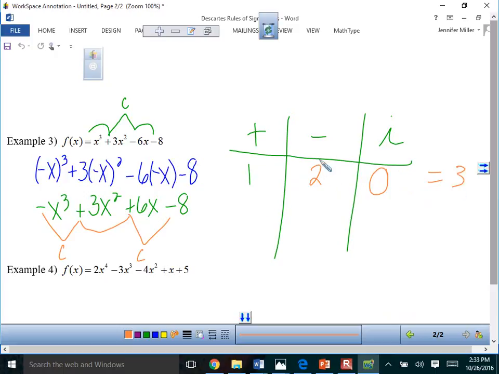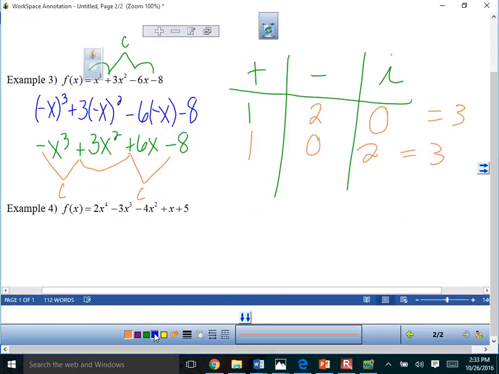But since we have 2 negative roots, we can also have 2 less than that. So we could have 0 negative roots. That's a possibility, which means we have 1 positive and 2 imaginary. Again, this is still equal to 3, so it is a valid option. And those are going to be our only 2 options. We cannot subtract 2 from 1 because it would give us a negative number. So if you only have 1 sign change, then you're not going to have any other options other than 1 in that column.